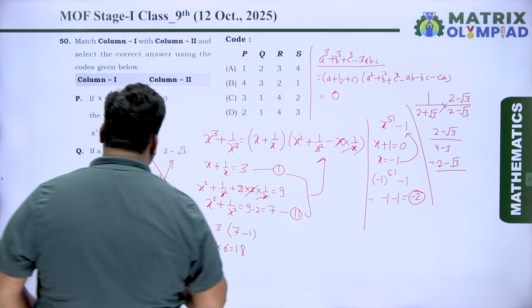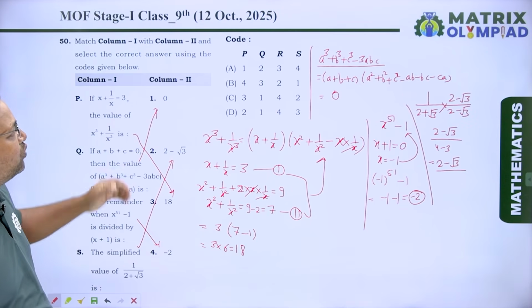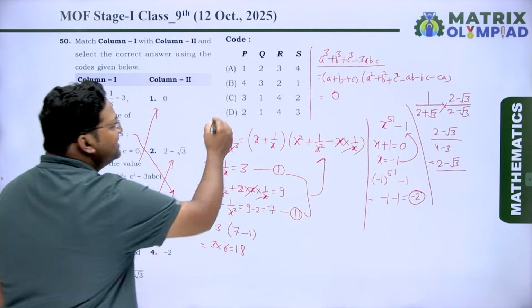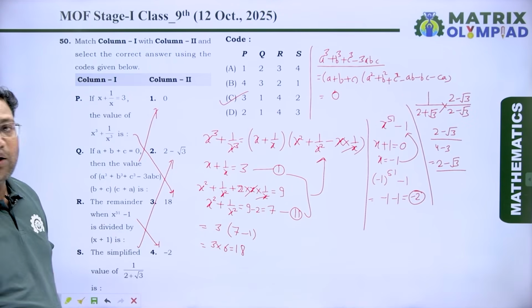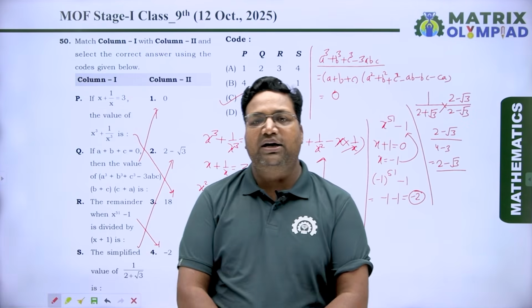So for this, the correct answer is 3, 1, 4 and 2, 3, 1, 4, 2, which is in option C. So for this, option C will be the correct answer. So this is the solution of the mathematics part.